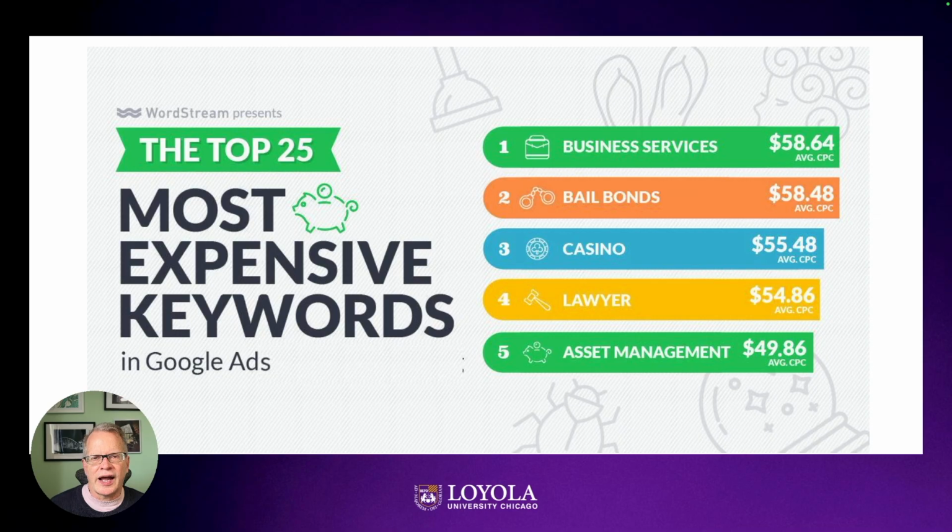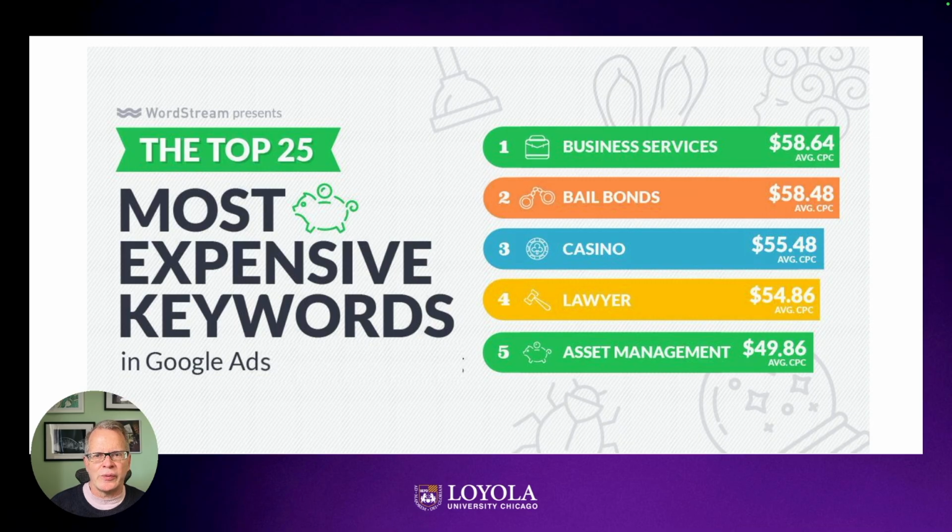I found this online. I thought it was really interesting. If you're interested in what are the most expensive keywords, that means the cost per click, if you click on these words, they cost you the big bucks. That would be business services, bail bonds, casino, lawyer, asset management. These are the most competitive words on Google AdWords, and subsequently the most expensive to pay for.